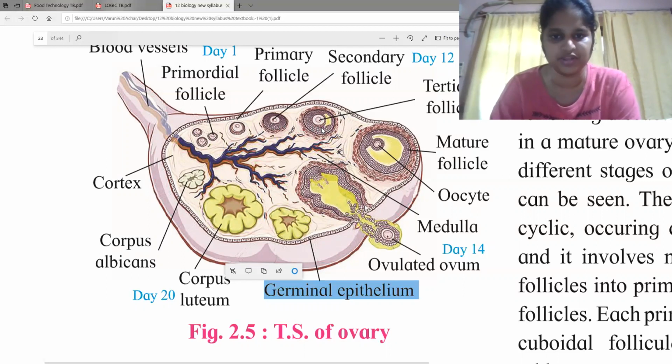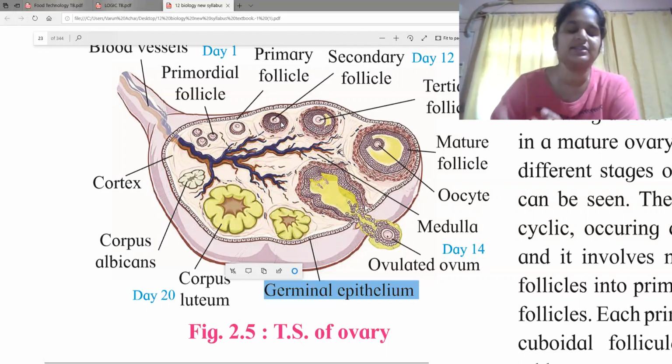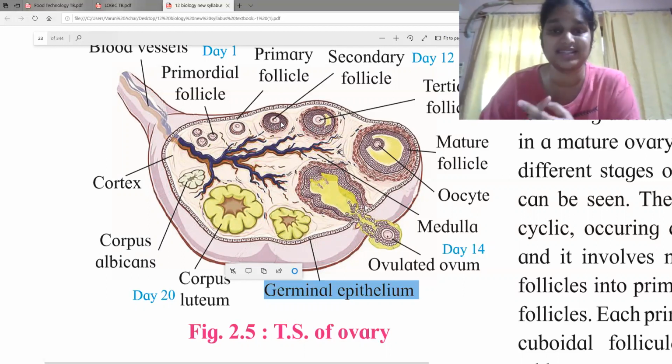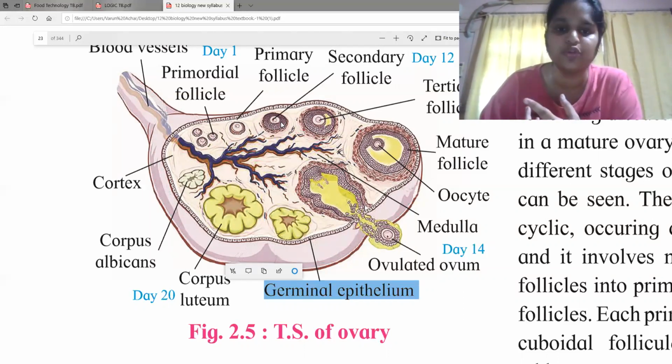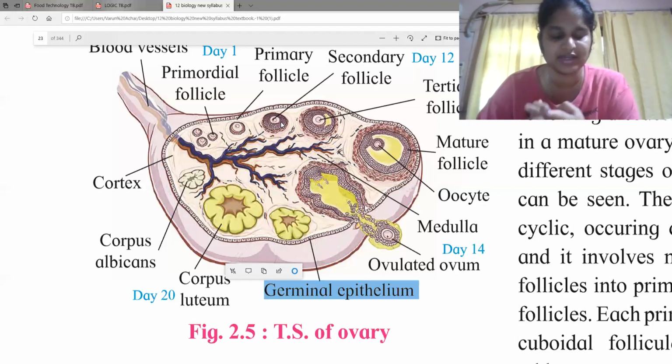And then the secondary follicle develops into a tertiary follicle, where it has a lot of these granulosa cells accumulated. These granulosa cells are said to be the discus proligerus, or we can also call them the cumulus oophorus, or simply the germ hill as well.